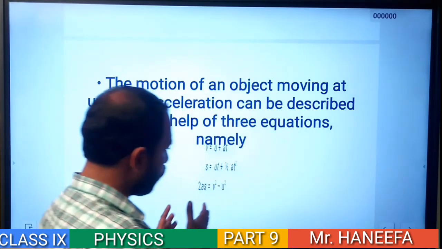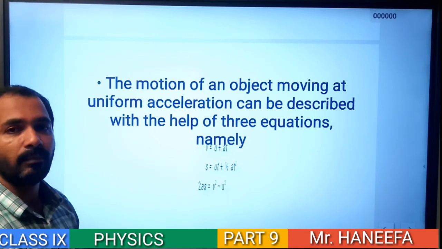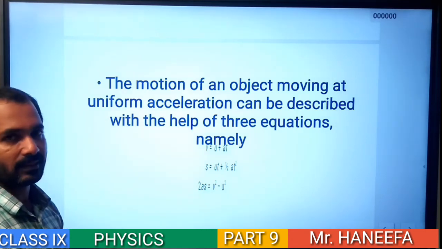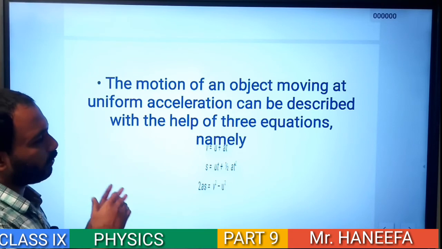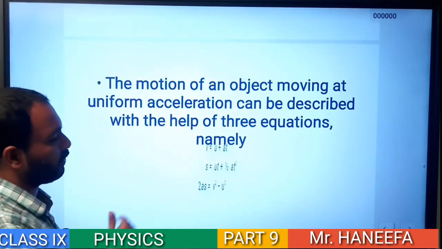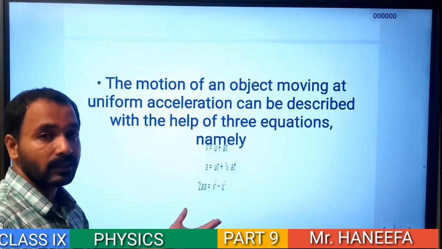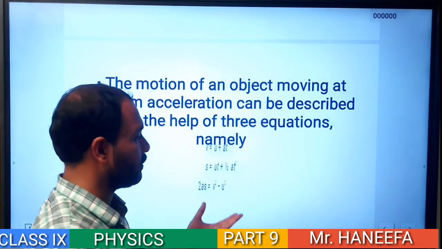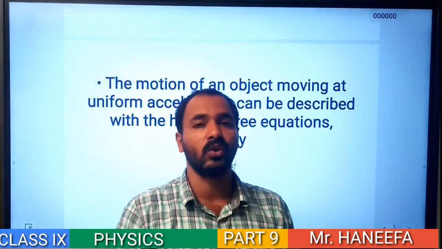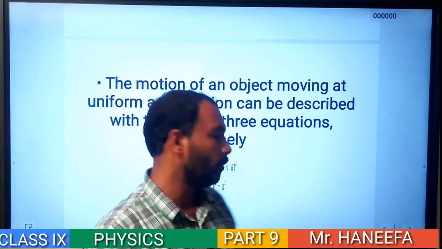Using these three equations, we solved many problems or many questions. Okay, so what are the three equations? v equal to u plus at, s equal to ut plus half at square, 2as is equal to v square minus u square. What is the use of these three equations? To solve problems related with mechanics or related with motions.